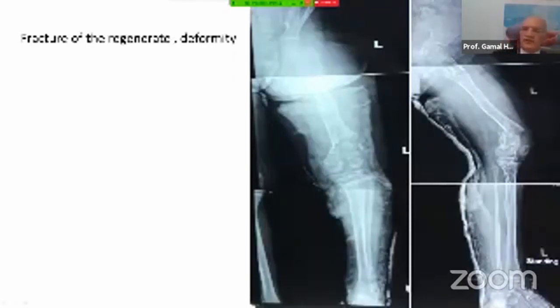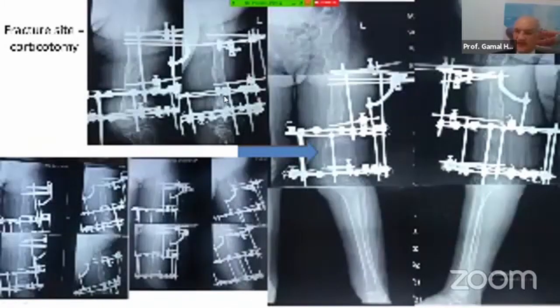Because if you have a closed fracture, that means it looks like a closed corticotomy. So we put the frame on, we corrected the deformity, closed the reduction of the fracture. Then we waited for a couple of weeks. Then we started lengthening 1 millimeter per day.